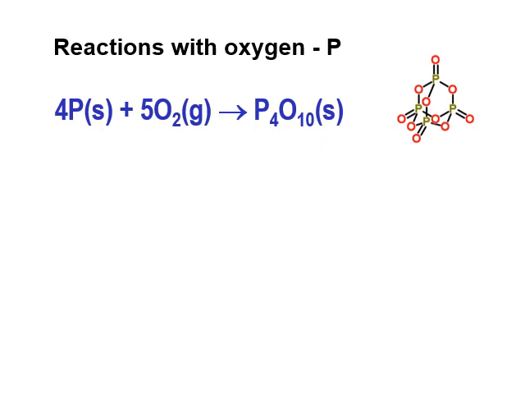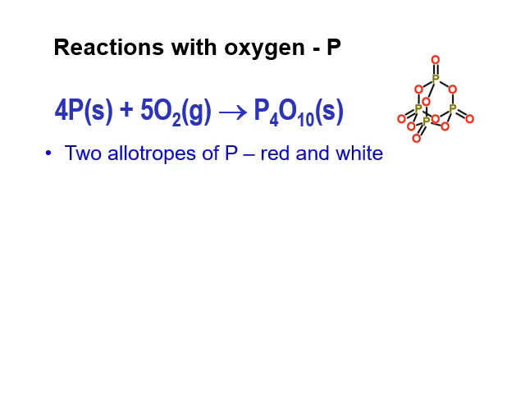Phosphorus is a little bit more complicated. So there are two allotropes of phosphorus, red and white. So an allotrope is just different sort of structures of the same element. So for example, graphite and diamond are allotropes of carbon, same element, but the structure is different.